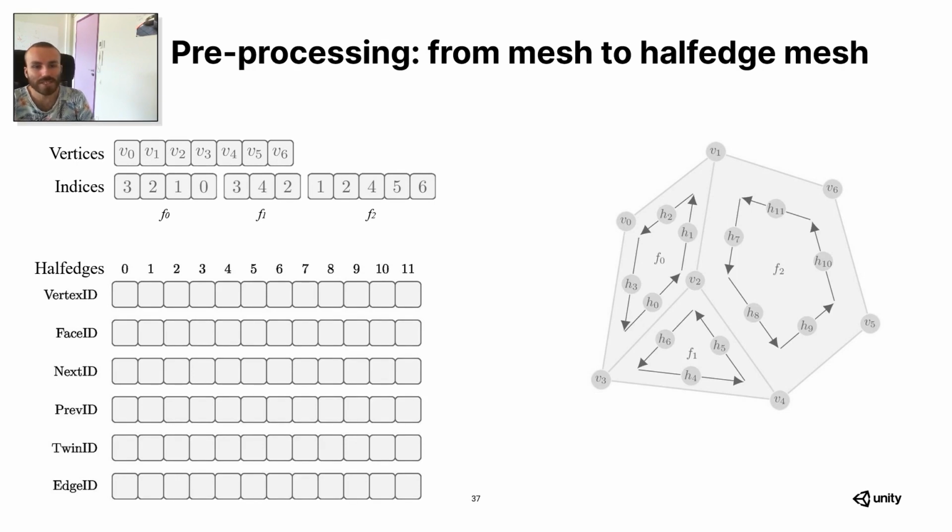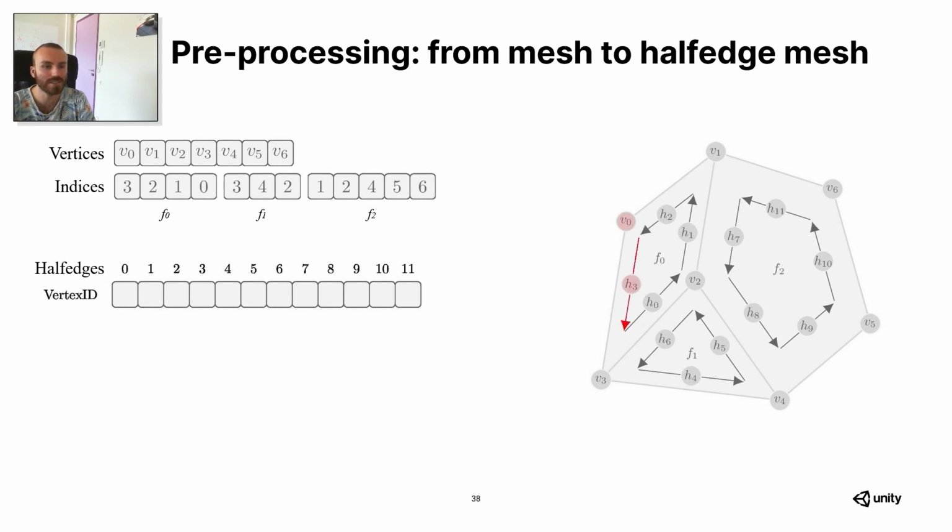To start converting this classic mesh format into a mesh that uses the half-edge structure, we start by initializing the necessary data buffers. And here we allocate in memory as many half-edges as we have face indices in the index array, so 12 half-edges. And I will progressively show how we can populate this data for all the half-edges.